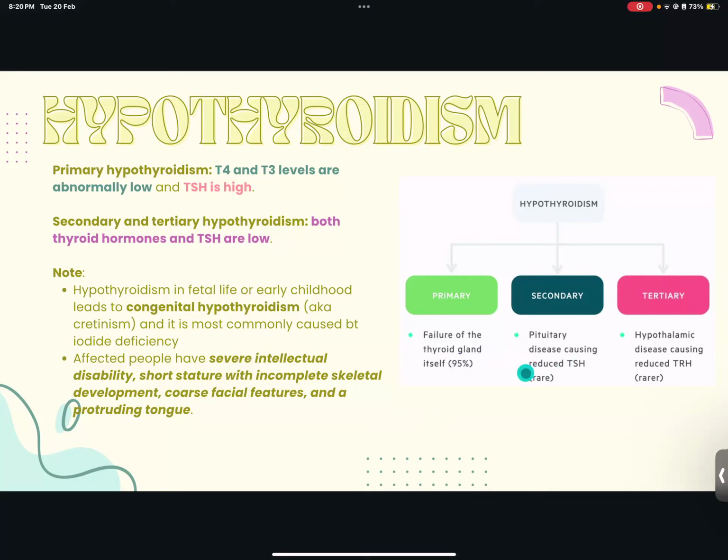Now, I think I've already pointed this out before, but if hypothyroidism happens while the baby is in utero, so in his mother's uterus, or if the baby's in early childhood, this can cause something called congenital hypothyroidism, which used to be called cretinism, but now it's not called cretinism. And it's most commonly caused by an iodine deficiency. Affected people will have severe intellectual disability, short stature with incomplete skeletal development, coarse facial features and a protruding tongue. So those are the features of people who have congenital hypothyroidism.